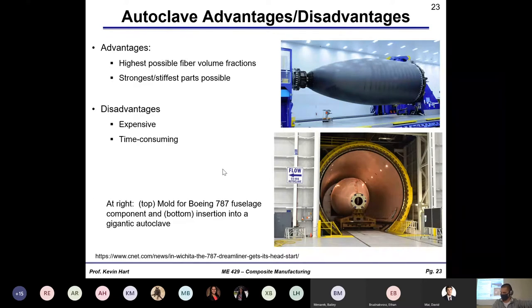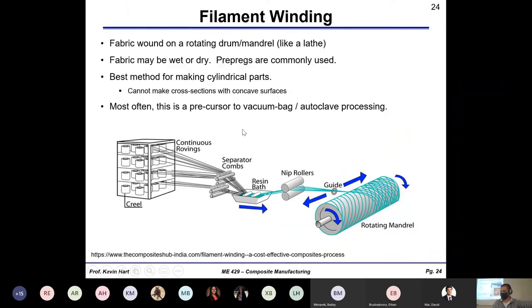Right. So that gives you an idea of how big these autoclaves can be, especially for these huge materials. Yeah, pressure relief valves, probably a good option. Okay, so that's autoclaving. Useful for making the most expensive but best materials.